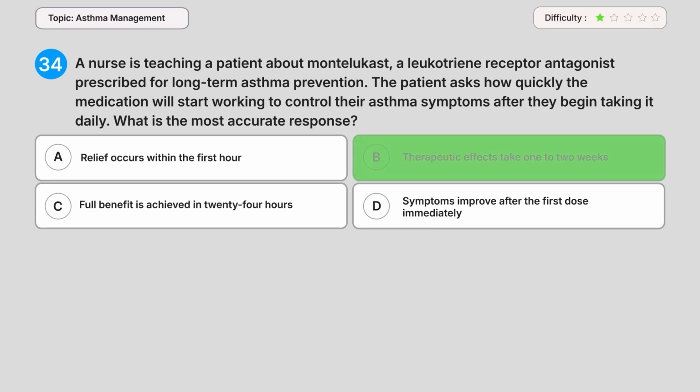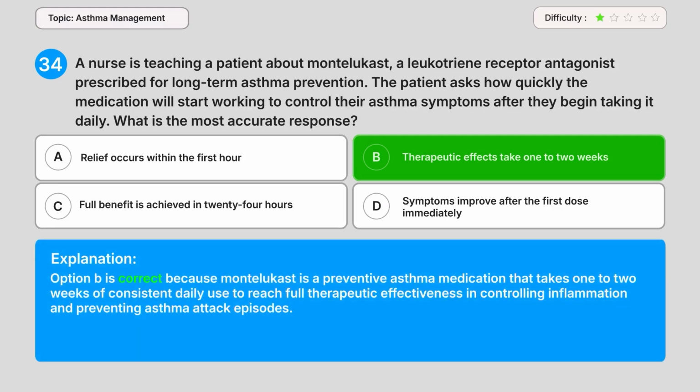Correct answer, B. Therapeutic effects take 1 to 2 weeks. Explanation: Option B is correct because montelukast is a preventive asthma medication that takes 1 to 2 weeks of consistent daily use to reach full therapeutic effectiveness in controlling inflammation and preventing asthma attack episodes.